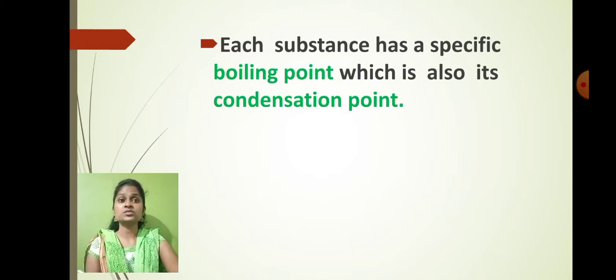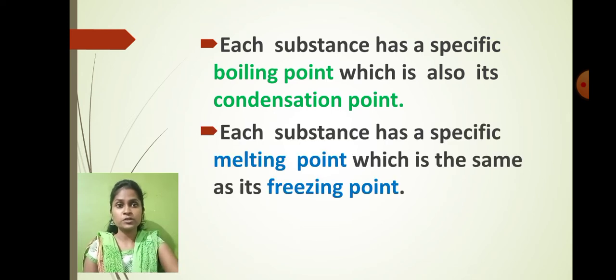Likewise students, each substance has a specific boiling point, which is also the condensation point. The boiling point and the condensation point of water is 100 degrees Celsius, but it could be different for different substances. Let's take an example of plastic. The boiling point of plastic will be different. Let's take an example of an iron rod. The boiling point of the iron rod will be different. So depending upon the type of material we are using, the boiling point will also differ.